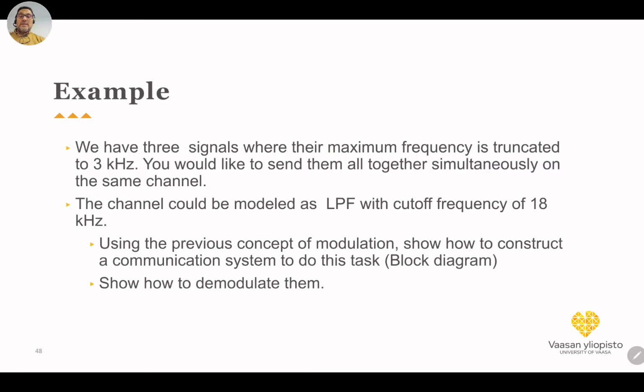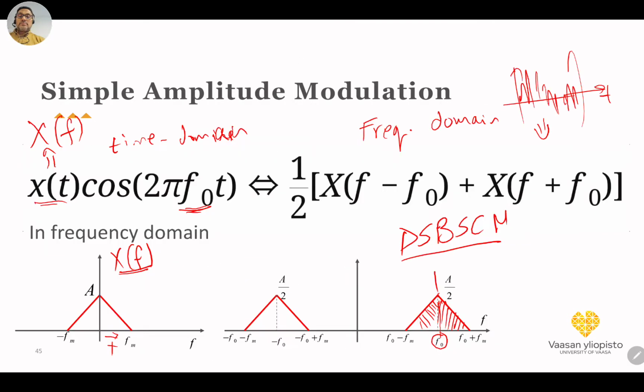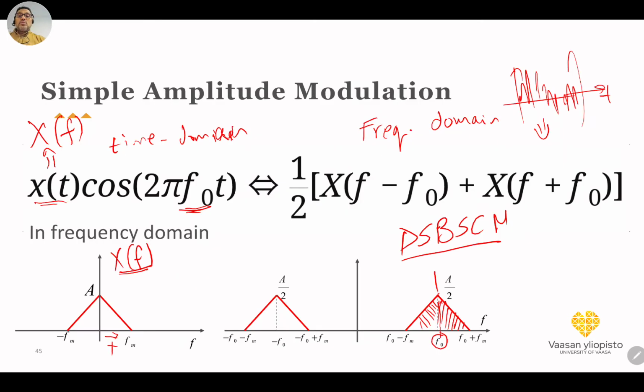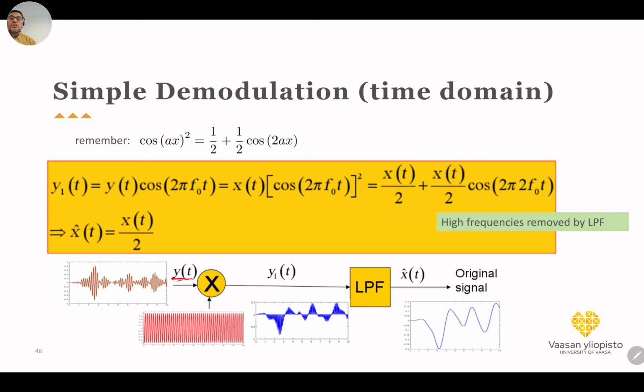So it means that if we multiply another time by the same carrier, we will be able to retrieve the original signal, as you can see here. So we multiply y of t by cosine 2πf0t. And we know that y of t is nothing but x of t multiplied by cosine. So it becomes x of t times cosine times cosine.